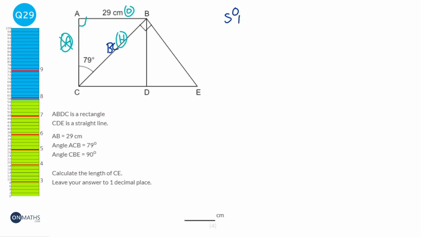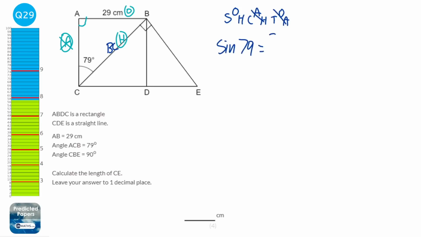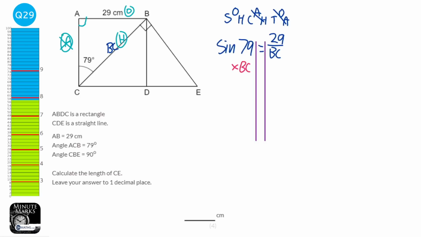So we're going to just do our SOHCAHTOA, and we've crossed out the A, so we cross out these two. So it's going to be sine. So we know that sine 79 equals the opposite, which is 29 over the BC. So I'm going to put my solving lines in. And we need to times both sides by BC first of all. So we end up with BC sine 79 equals 29.